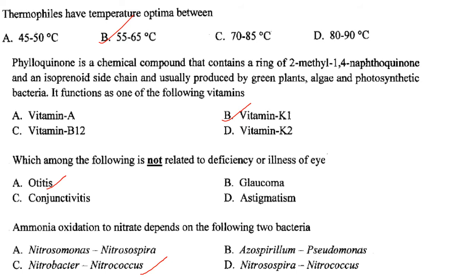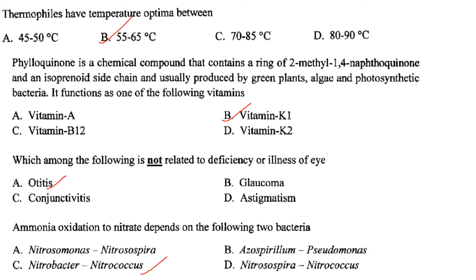Okay, coming to the next question. Thermophiles have temperature optima between. So thermophiles are those organisms which grow above 40 degrees Celsius and which have optimal growth temperature between 50 and 55 degrees Celsius. So the option which is near to 50 and 55 degrees Celsius, I can say it is option B, that is 55 to 65 degrees Celsius.